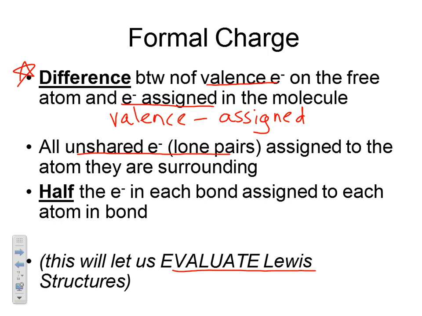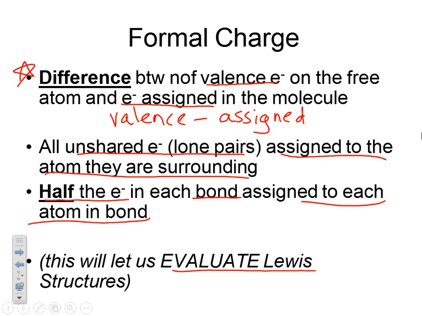All of the unshared electrons, i.e. the lone pairs, get assigned to the atom that they're surrounding. So you have an oxygen that has 2 lone pairs on it, so that's a total of 4 electrons you would have assigned to it. But then we have electrons that are in a bond, and those electrons you split in half. So half the electrons in a bond are assigned to each atom in the bond, meaning if you have a single bond between A and B, A would get assigned 1 electron from that, B would get assigned 1 electron from that. You essentially split all the electrons in the bond in half and give half to one side and half to the other side.